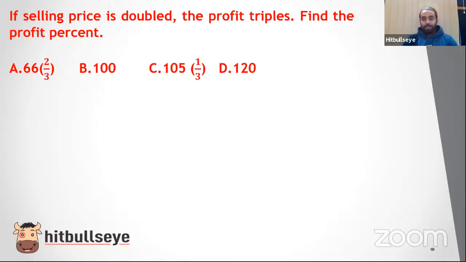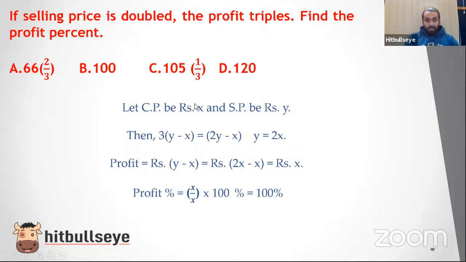Okay, Chetan says A, not sure. Nilima says A, not sure. Okay, let's see. Let CP be rupees X and SP be rupees Y. Okay, Krish Madan says B. Nandini says B. Okay, so B was the correct answer.